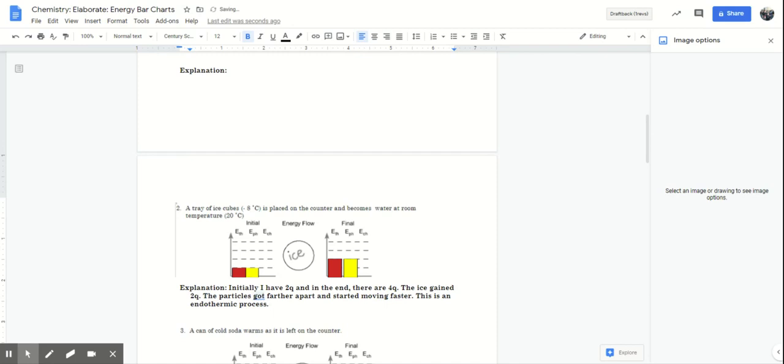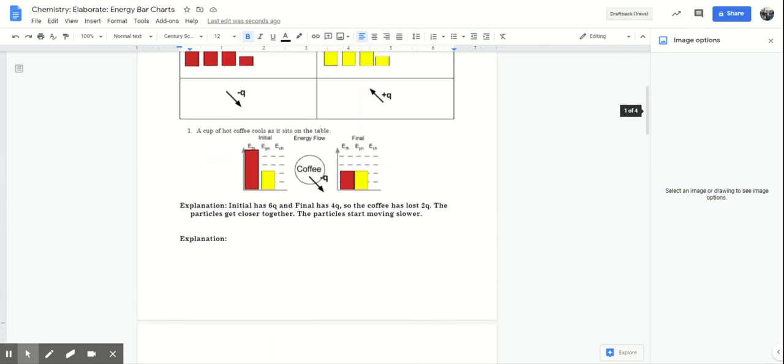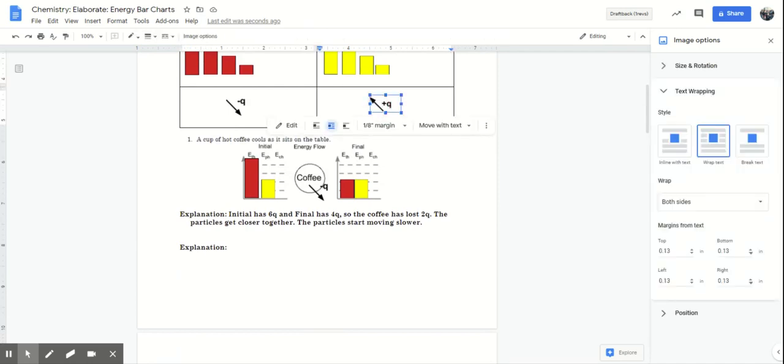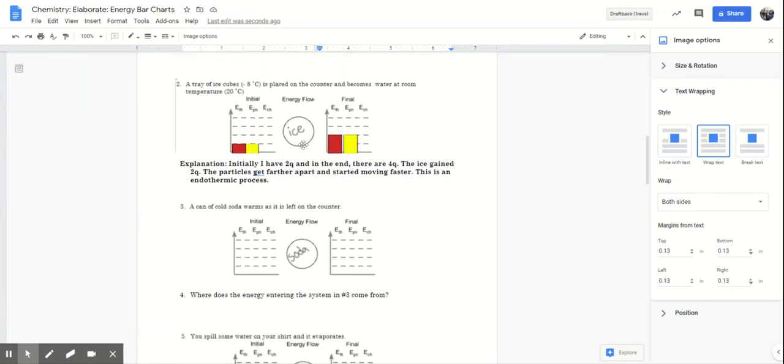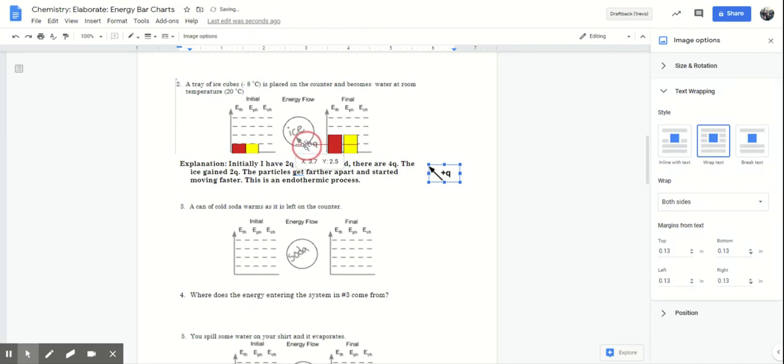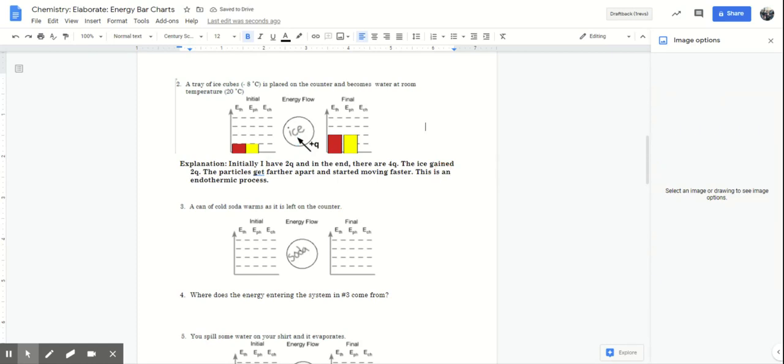Okay. Particles get farther apart. Okay. So because they gained Q, I'm going to have a positive Q. So I'm going to make a copy of this. And I'm going to move it over here. It's important to click on the side first and then drag it. Okay. Show that you have your plus Q. And that's what your second bar graph is going to look like. So you have your explanation, you have your bar charts, and you're good to go. So you're going to go to the next one.